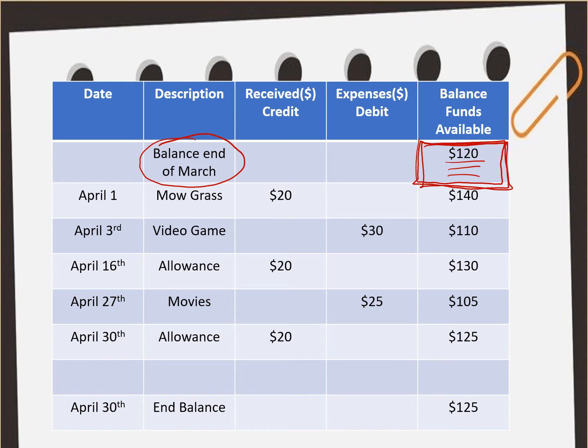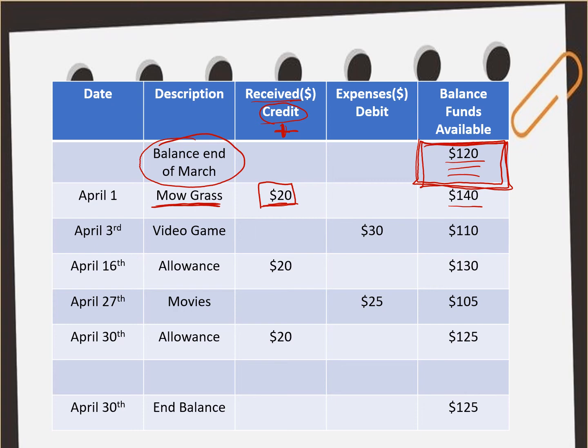Well, then on April 1st, you mowed the grass for your parents. And because you mowed the grass, they gave you $20. So this is a credit or a receiving of money. So this is a positive thing. Plus, when you get money, it's a credit. So here you earned $20. So that means I add $20. So $120 plus $20 gives me $140. Now I have $140 in my account. Okay?